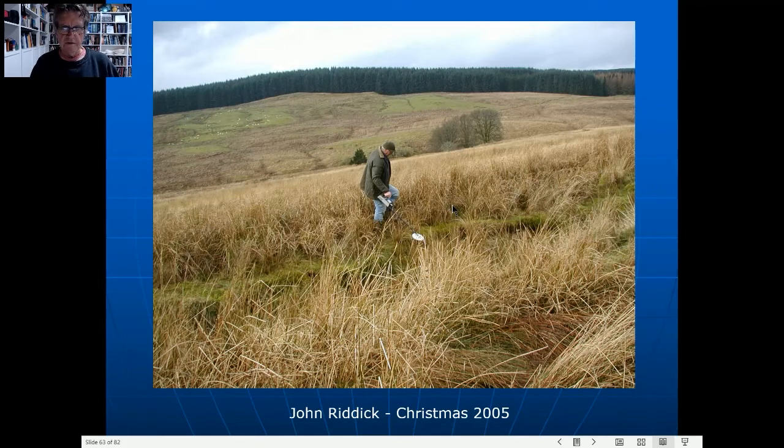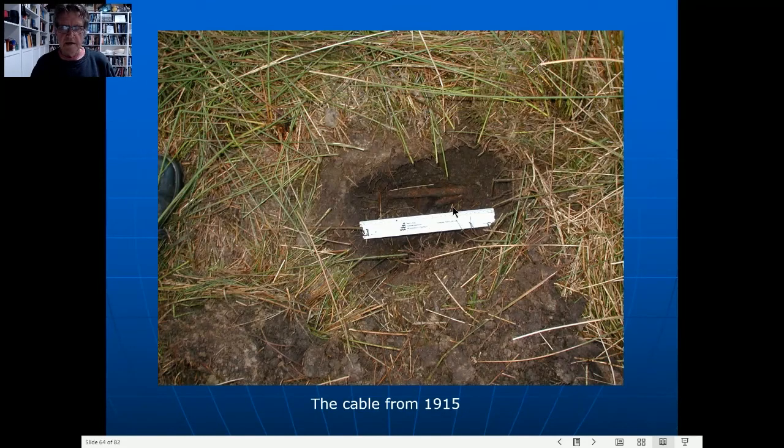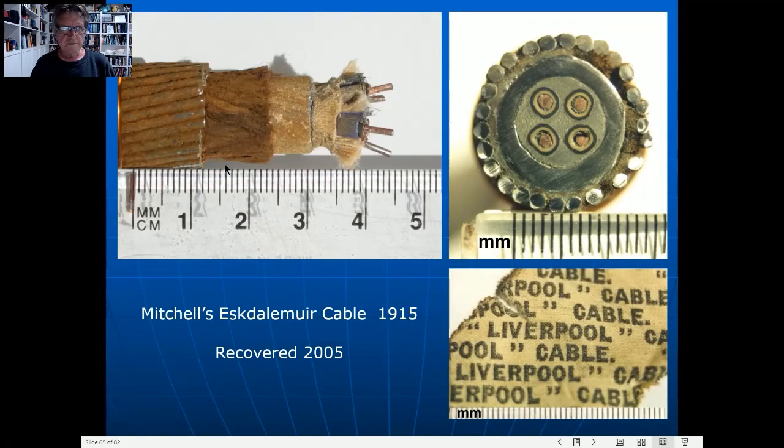So he said, I'll go and have a look. So I gave him the map of where it should be. This is John Riddick in Christmas 2005. He went hunting for it with his shovel, and he detected it with the metal detector, dug a hole, and sure enough, there's the cable. Okay, we got a piece out. He sent me some down to Brisbane, and that's what it looks like.